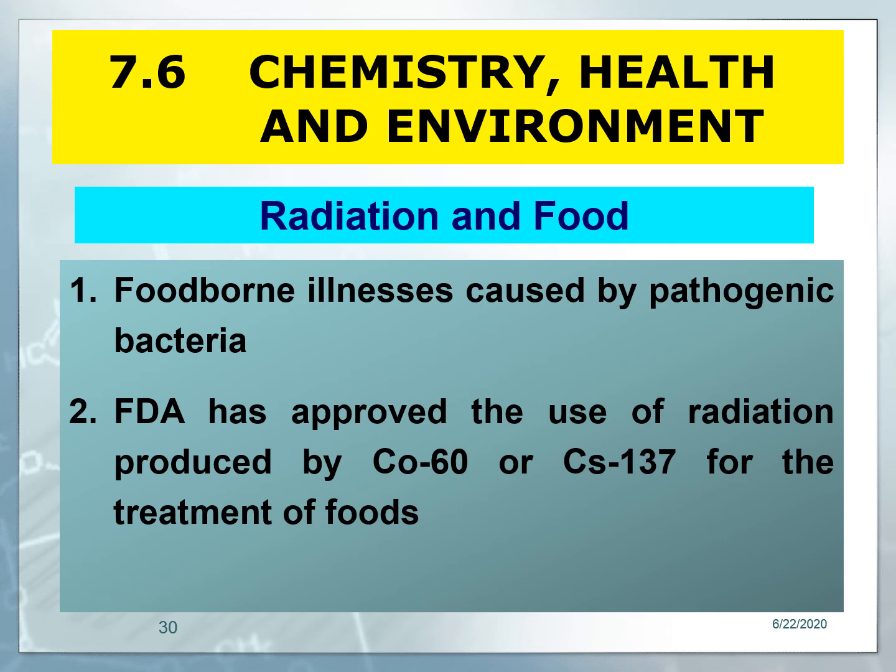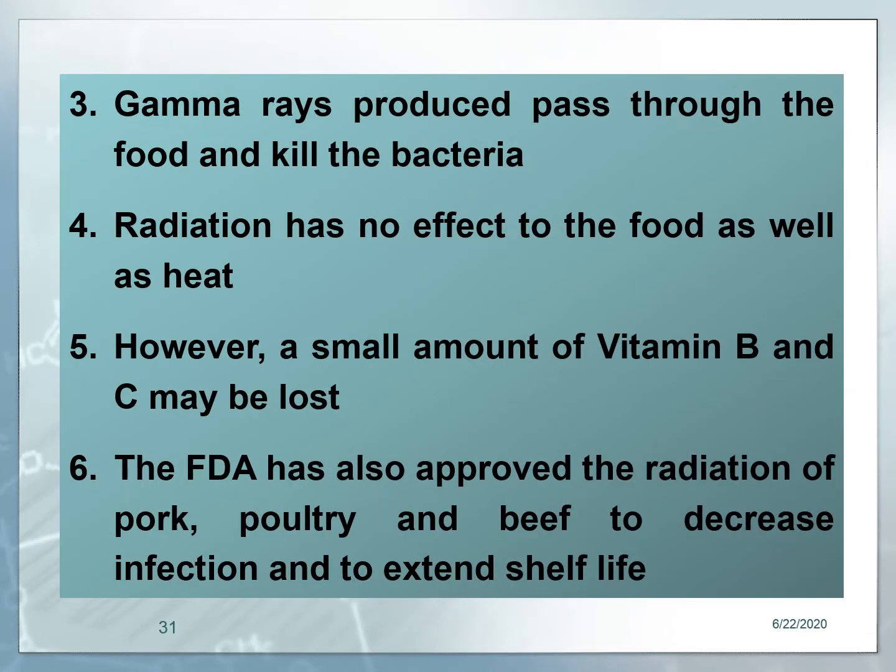So, the FDA has approved the use of radiation produced by cobalt-60 and cesium-137 for the treatment of foods. For example, the gamma rays produced pass through the food and kill the bacteria. It is important for you to understand that radiation has no effect on the food, just like heat. It is just used to stop the bacteria from growing. However, a small amount of vitamin B and C may be lost.